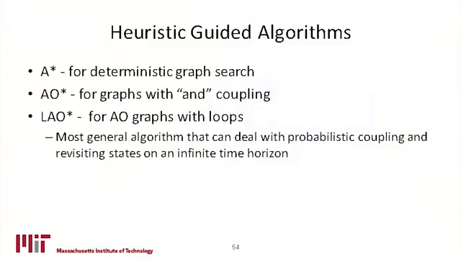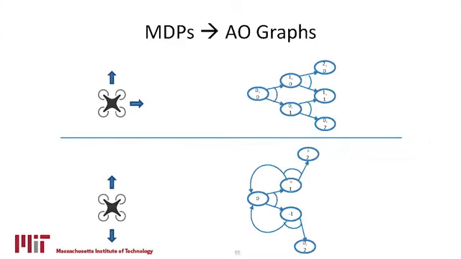LAO is a bit more of a generalization. What it does is allows us to search loopy graphs and deal with the probabilistic coupling, and allows us to search and find the best path with a heuristic guided algorithm over an infinite time horizon, possibly revisiting states and using the tools we just had in value iteration to understand what the next best thing to do is. So we'll talk about exactly how to get from MDPs that we just saw, these whole arrow examples, to these sort of and/or graphs. We'll talk about two cases.